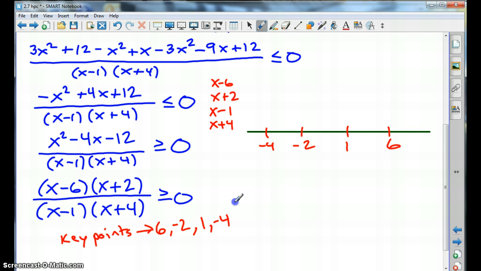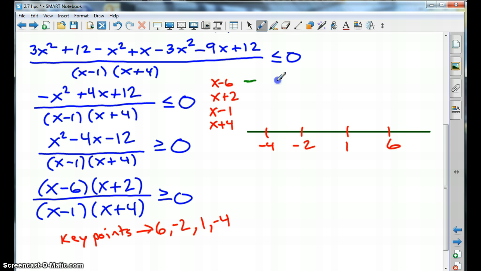Okay, so the job we have now, the question that we have to ask ourselves, if I'm looking at the factor x minus 6, is it positive or negative if my input, my x value, is less than negative 4? So if you picked a number less than negative 4, like say negative 5, and plugged it in, what would I get? Well, negative 5 minus 6 is negative 11, but most importantly, we know it's negative.